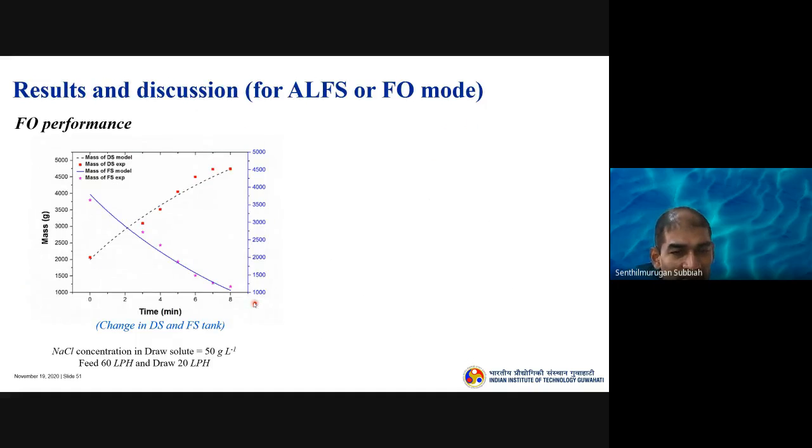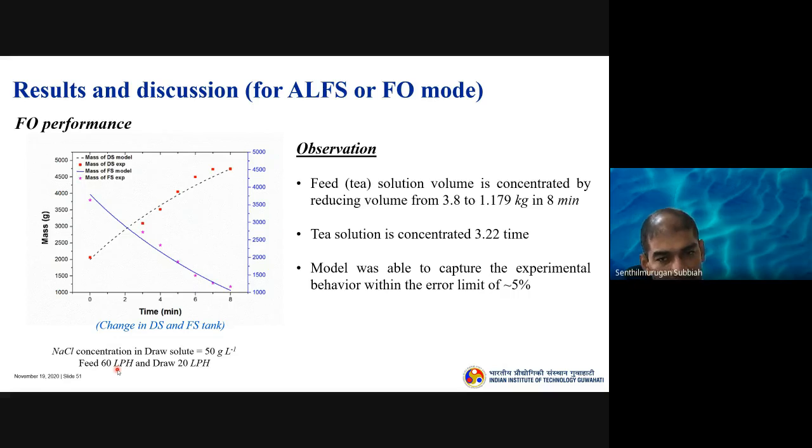So having this, we will get the experimental data, and then we try to manipulate the model output and estimate the parameter by manipulating the feed flow rate and the draw flow rate. So a similar observation you will get.